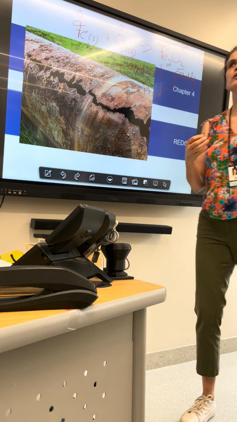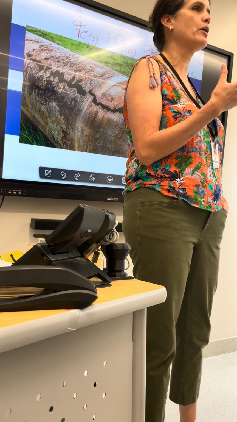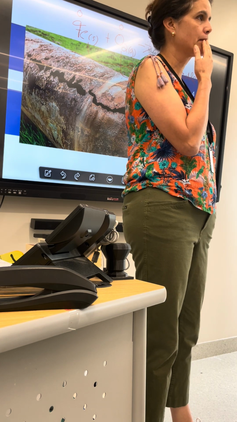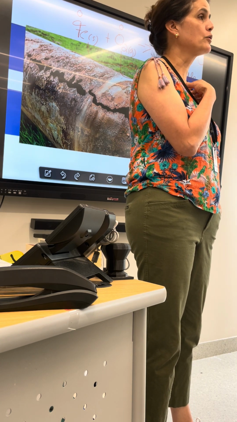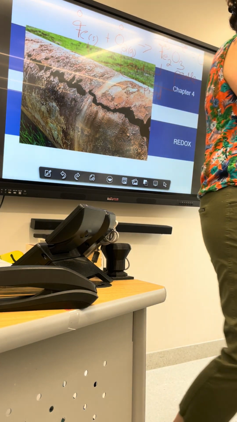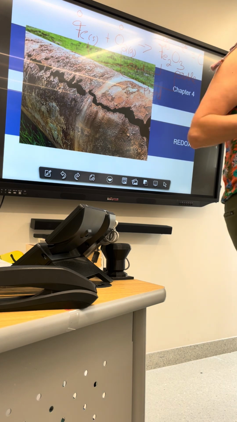Most of the time, I don't hear people talking about reducing agents. I hear more people talk about oxidizing agents, although they're backwards. So oxidizing agents get reduced themselves, and usually they are non-metals, just like oxygen. Everything on that side, they all want electrons, right?